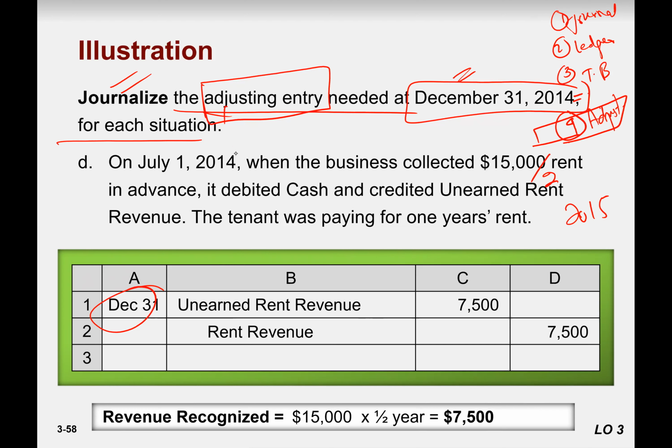Then why is it unearned rent revenue? Because you receive the revenue in advance. You didn't receive the revenue on 31st. You received the whole year revenue in advance, right? It means your clients prepaid you for the whole year, right? So it means your whole year sales, they already booked. Okay, so we still have half a year left. Yes.